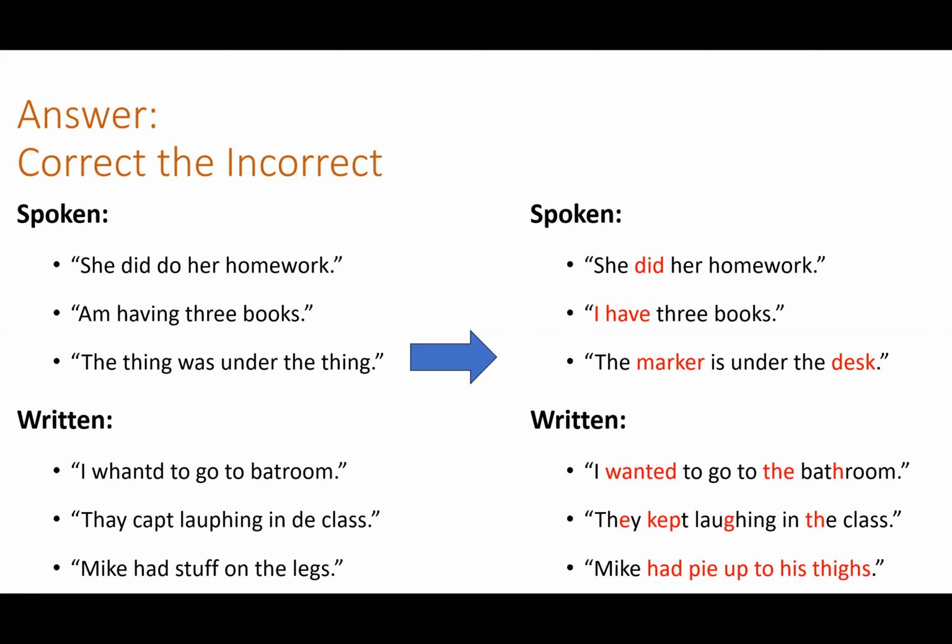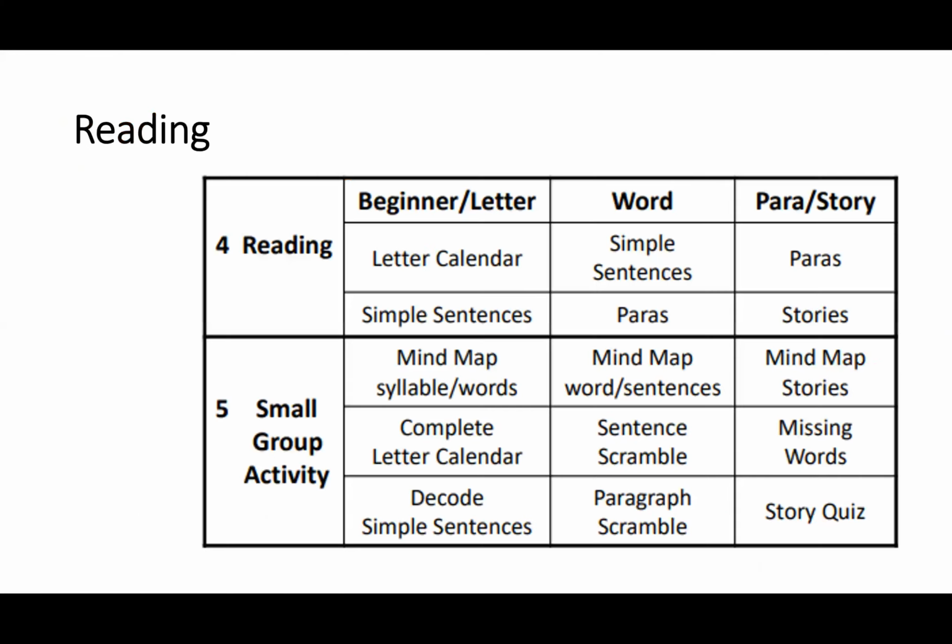You can see the second to last sentence here, they kept laughing in the class. That's someone writing very phonetically, right? And not knowing the different spellings and sounds that should go into these words. And lastly, again, you don't want them to write vague sentences like Mike had stuff on the legs, right? You want to say Mike had pie up to his thighs, right? Those are nicer, better, more specific terms.